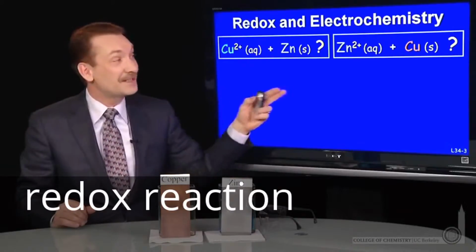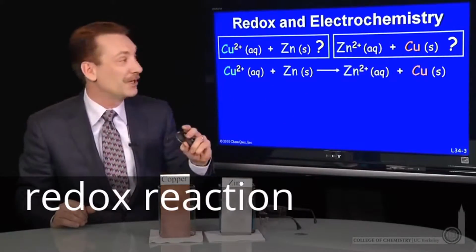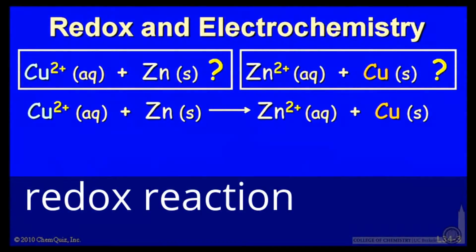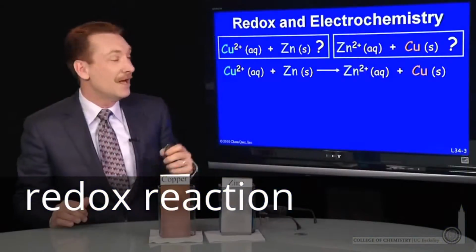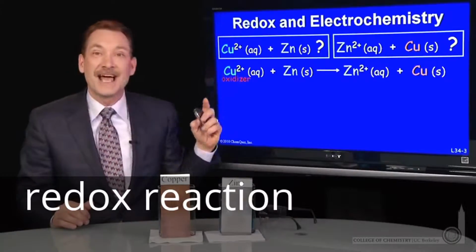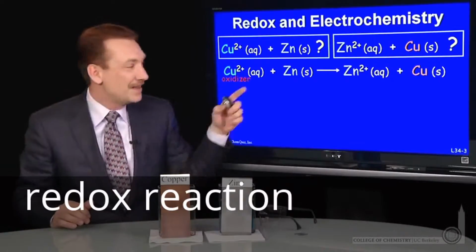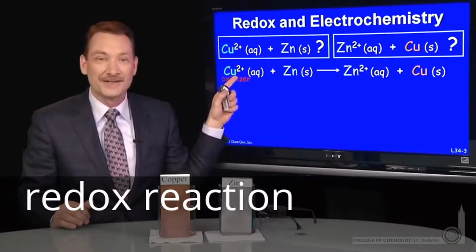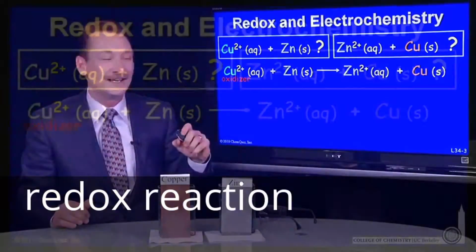And it turns out that's the spontaneous direction for this chemical reaction. I've written it here. Copper ions and zinc metal, when exposed to each other in solution, say, electrons are transferred from zinc to copper to form zinc ions and copper metal. So in this process, copper ions act as an oxidizer. They remove electrons, oxidizing the zinc.